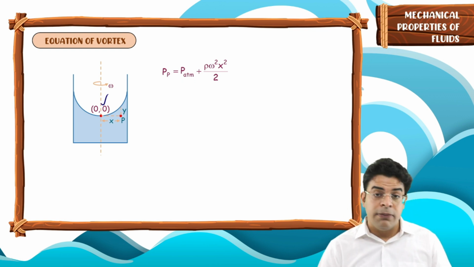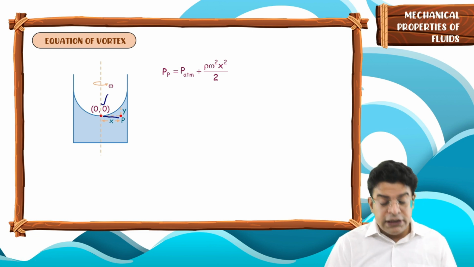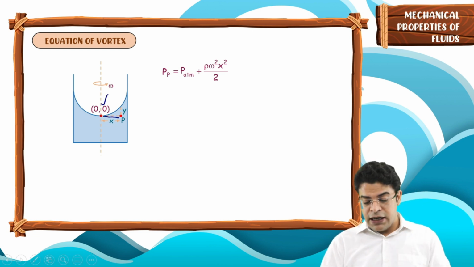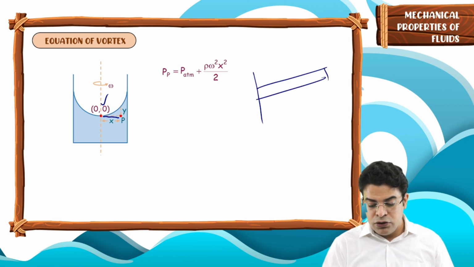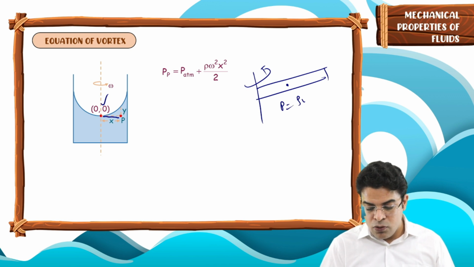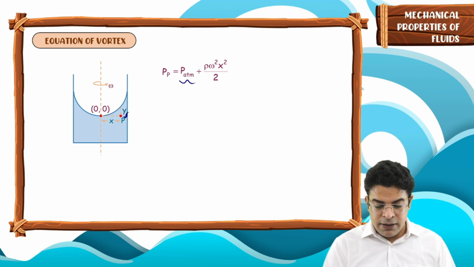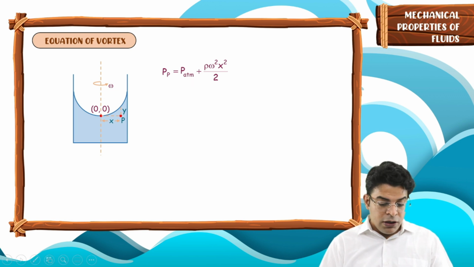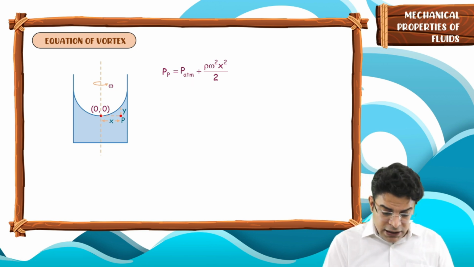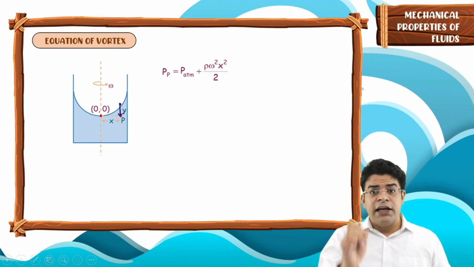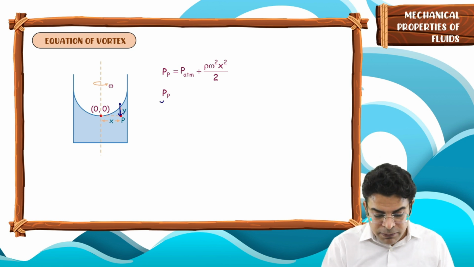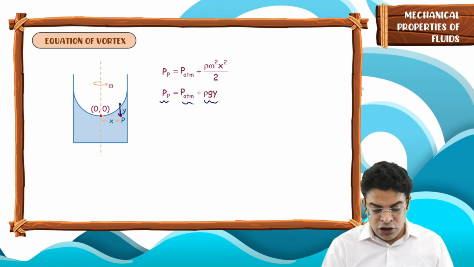At origin, the pressure is P atm. Moving horizontally, the pressure will increase because of rotation, and we have just learned that if R1 is 0 and R2 is R, then the pressure at this point will be rho omega square R square by 2, right? So similarly here, the pressure at this point can be written as P atm plus rho omega square x square by 2. Similarly, the pressure of the same point P can be written moving from the surface in the downward direction. When we move in the downward direction, the pressure increases because of gravity. So we can write the pressure of the same point P as P atm plus rho gy.